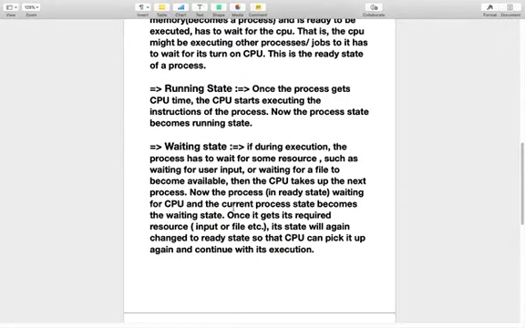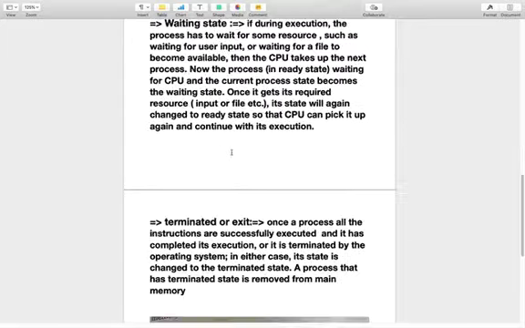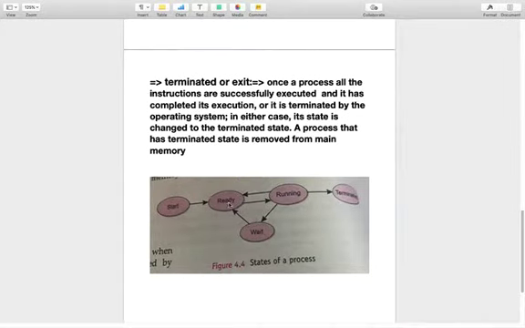Our third state is running state. Once the process gets CPU time, the CPU starts executing the instructions of the process. Now the process state becomes running state. So after ready, if the CPU gives time to the process, it is known as running state.